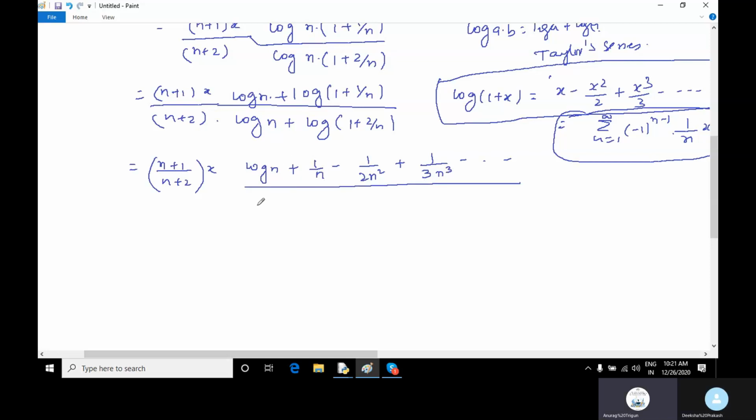And the denominator, what do we write? Like 2 by n, minus, like 4 by n square by 2. So 2 by n square actually, right? Plus this one whole cube, so 2 cubed is 8.